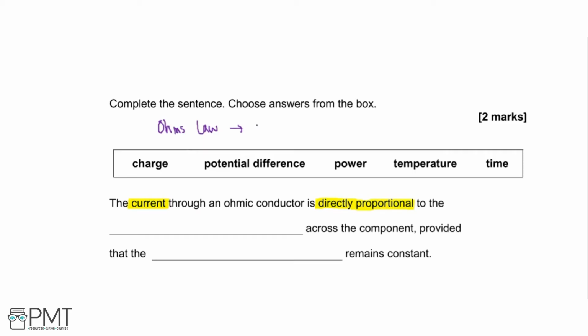So Ohm's law is that the resistance stays constant, and the graph for an ohmic conductor looks like this. You have resistance as the inverse of your gradient, so you have an IV graph, current here and voltage here. The graph looks like a straight line through the origin.